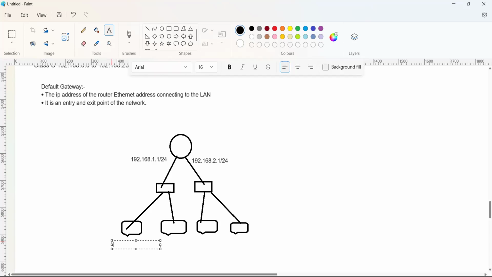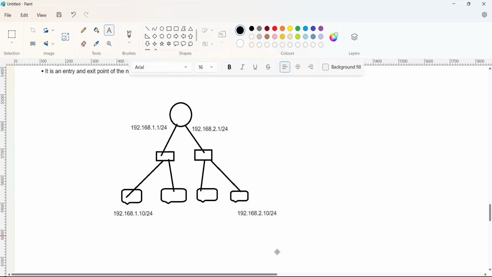You can assign any IP address to these PCs, /24 like this, and /20 for this one, which is a different network. Now don't bother about /24. We'll discuss more about it. For this, you should know subnetting. Then only you will understand.